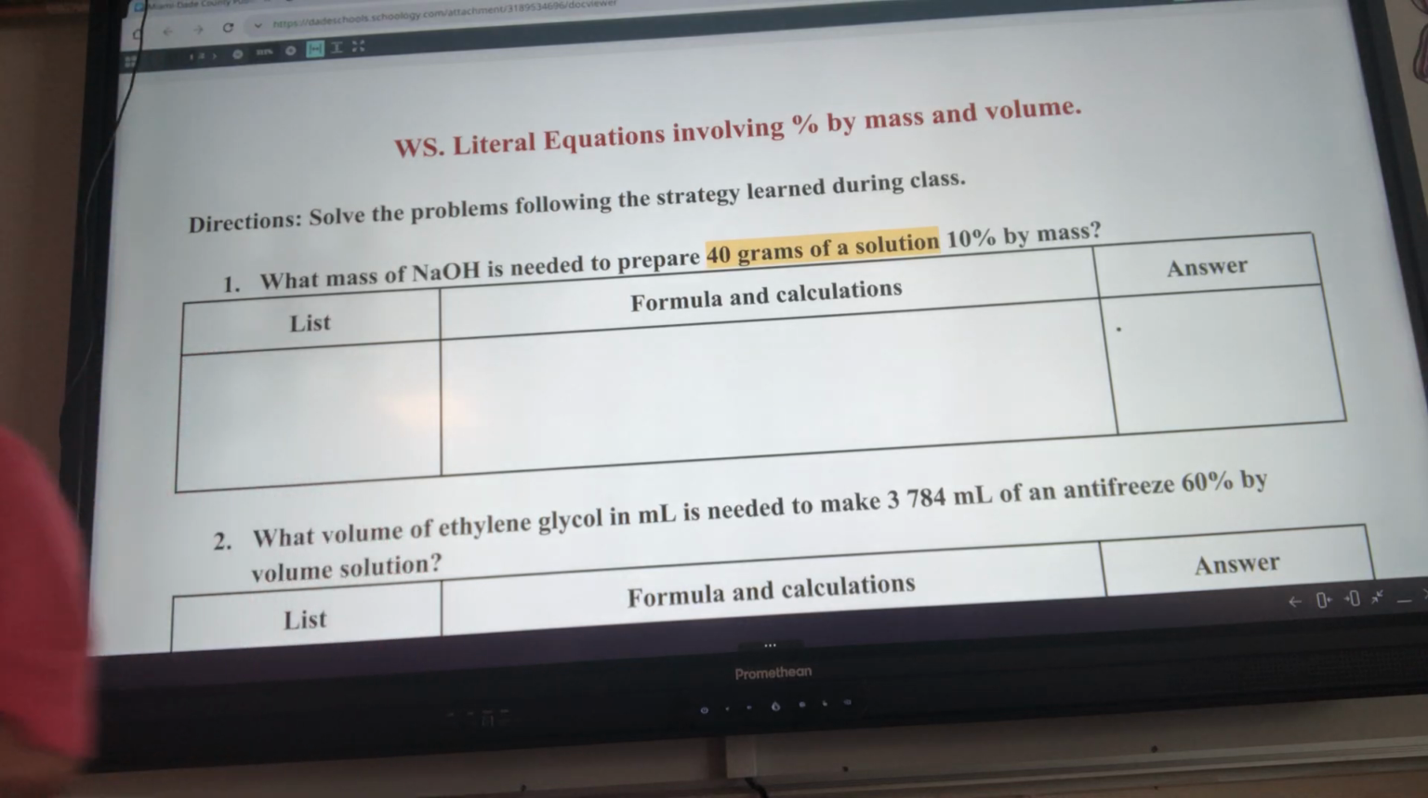I'm going to start with problem number 1. When you're solving problems that involve some type of mathematical calculation or mathematical concept, you're always going to use the same strategy. You're going to make a list. Then if you have to apply a formula, you're going to write the formula and evaluate your expression. You're going to calculate, and then you're going to write the answer in a complete sentence.